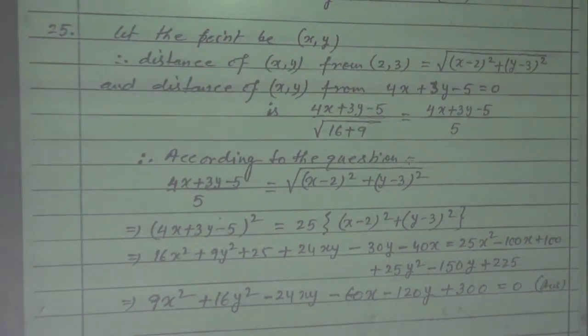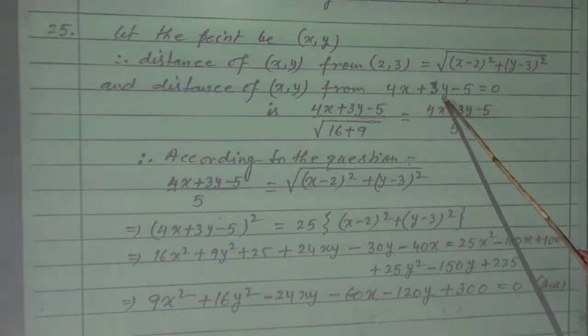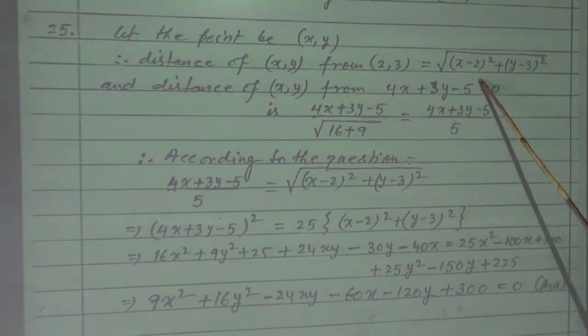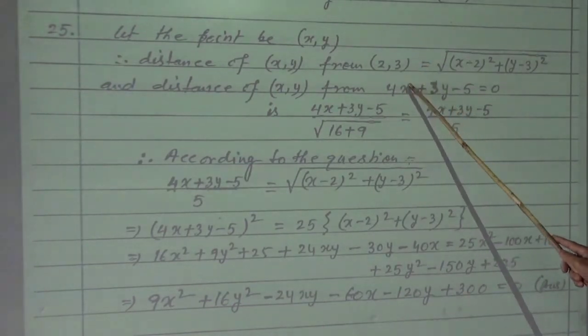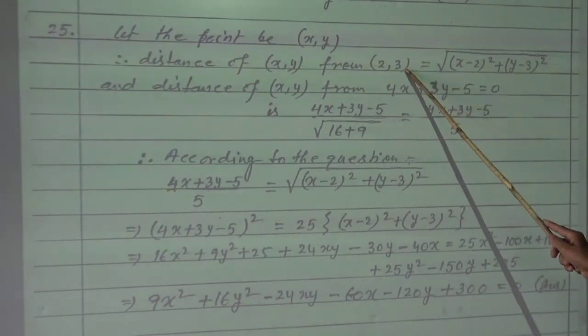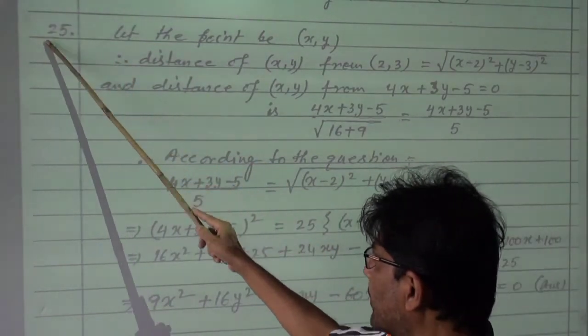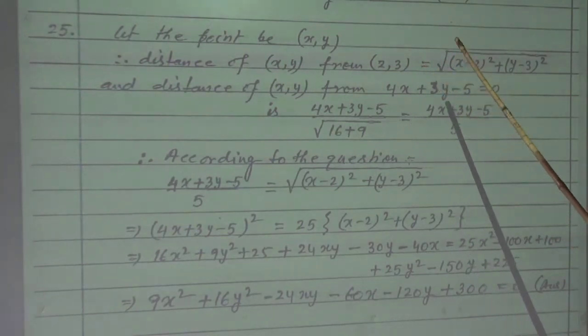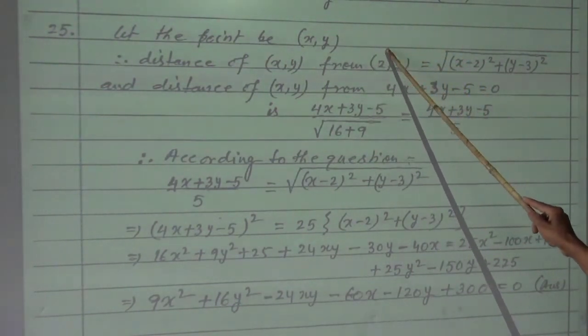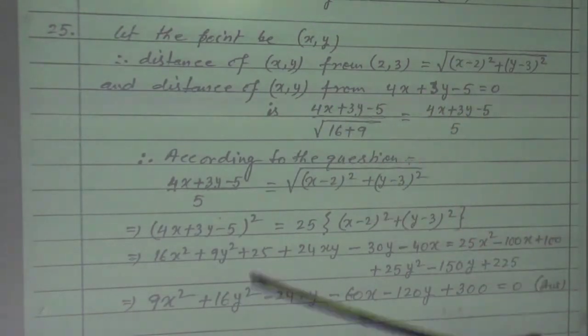I think this is a question on locus. You have to find out the locus of the point whose distance from this line and this point is the same. This is question number 25. You can see the question in the book. What I said, I think it is that only. You have to find out the locus of the point whose distance from this point and this line is the same.